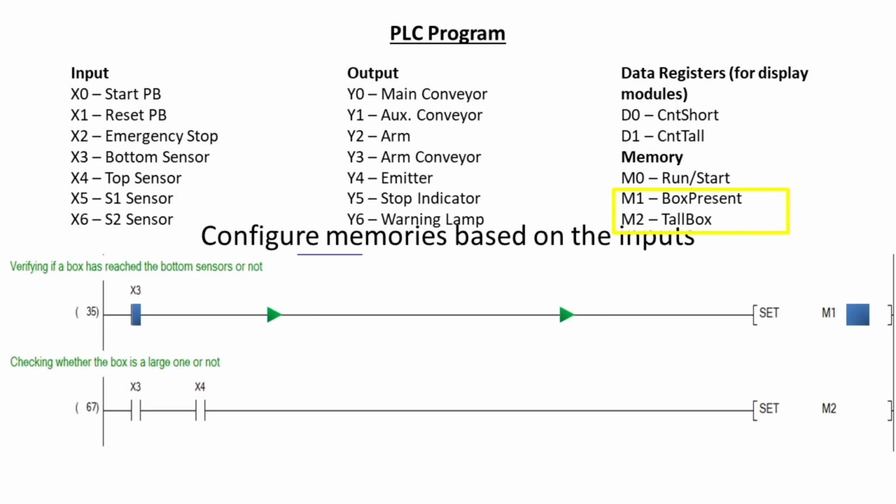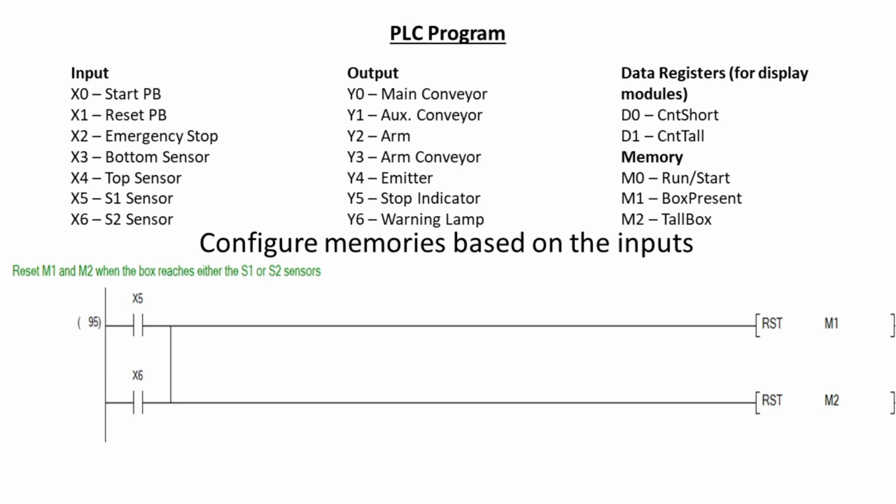When both the bottom and top sensors are activated, it signifies the presence of a tall box in our sorting process. The top sensor is connected to the X4 input pin of the PLC. So, when both the X3 and X4 pin states become high, indicating that a tall box has arrived at the starting point of the sorting process, the M2 memory bit is set to a high state simultaneously.